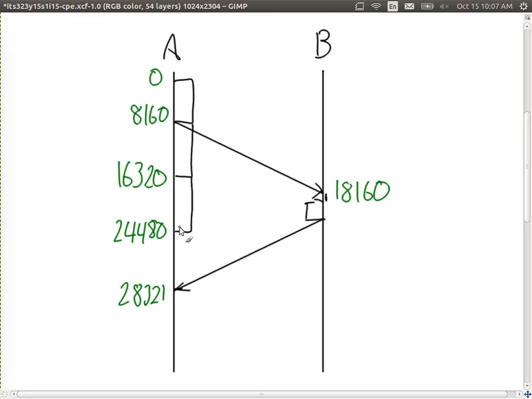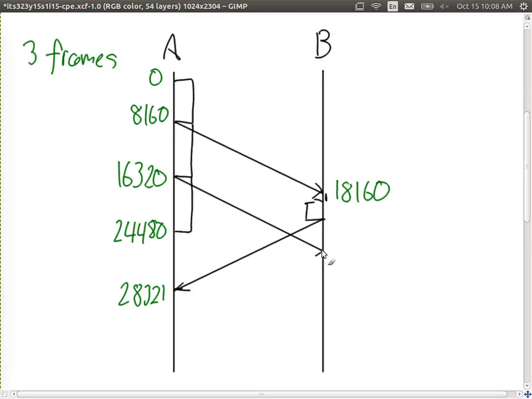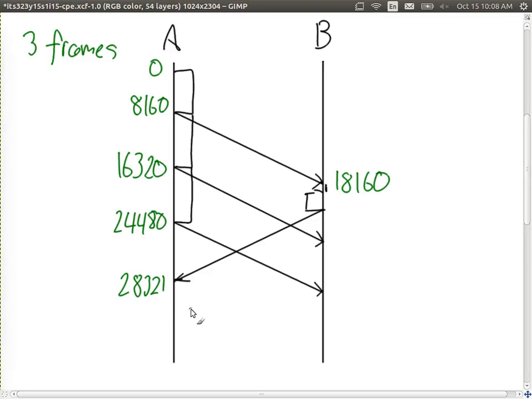After transmitting the third frame, we wait for the ACK. So here the limit was 3 frames. Stop and wait is essentially 1 frame at a time. Let's change it to 3 frames at a time. We'll consider general cases later. And when the first ACK comes back, an ACK will allow A to send one more frame.